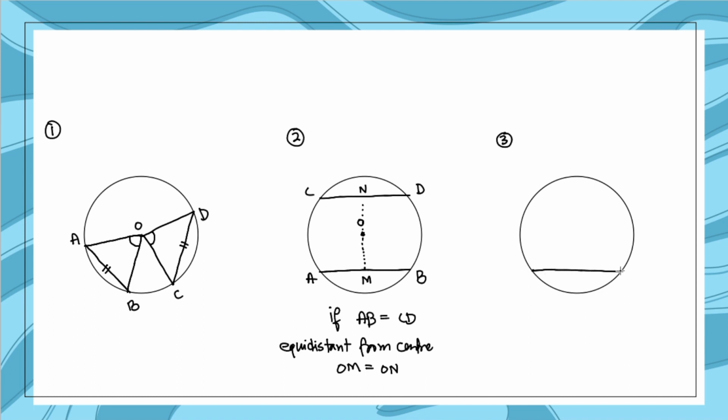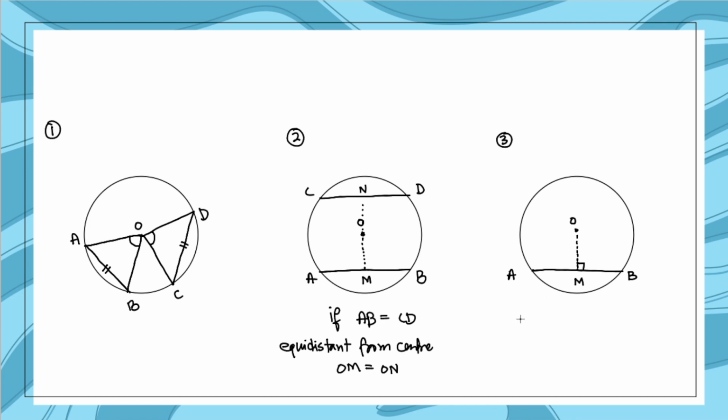and if this is the center of the circle O, then in that case, if I draw a perpendicular on it, perpendicular means something which has an angle of 90 degree. So if I draw a perpendicular upon it, let's call it M. In that case, that will be a perpendicular bisector of this chord.